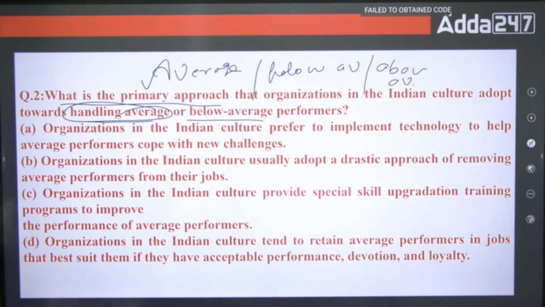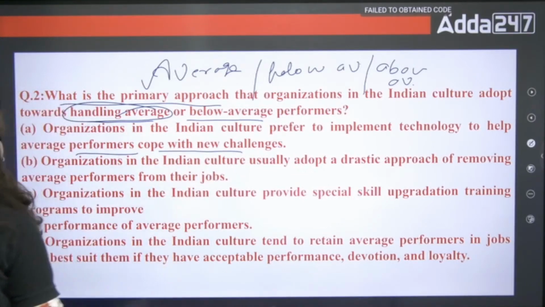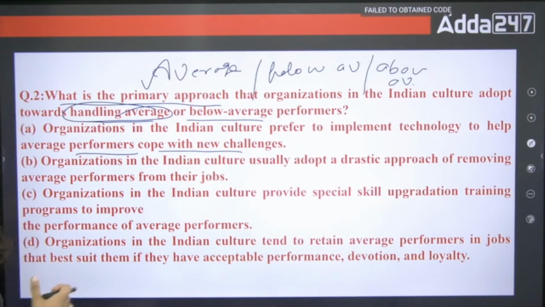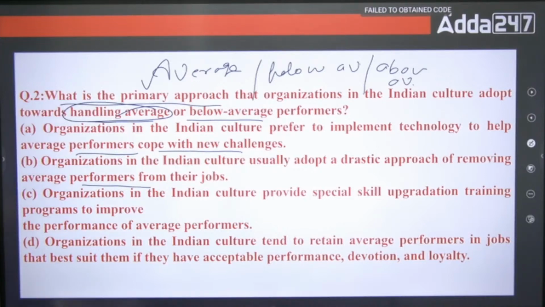The option A is organization in Indian culture prefer to implement technology to help average performer cope with the new challenge, okay? B option is organization in the Indian culture usually adopt a drastic approach of removing average performer from their job, right? C option is organization in the Indian culture provide special skill upgradation training program to improve the performance of an average performer. And D is organization in the Indian culture tend to retain average performer in job that best suit them if they show acceptable performance, devotion and loyalty. So just check what will be the right answer.